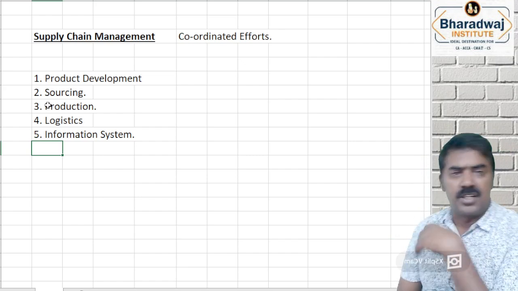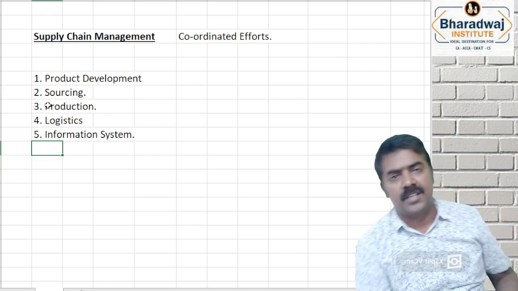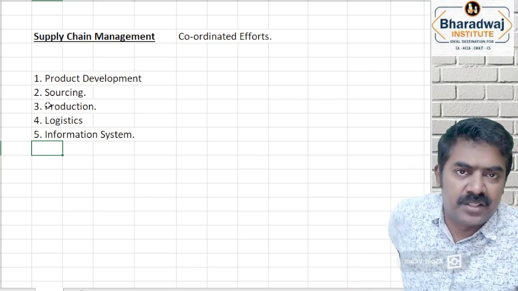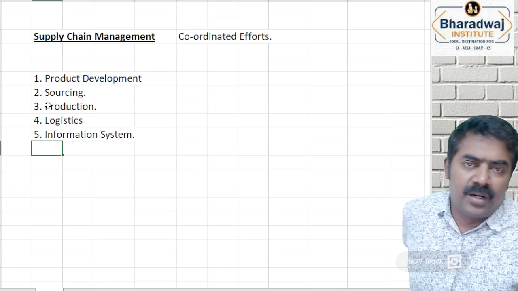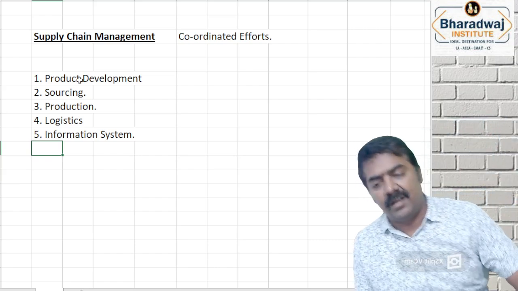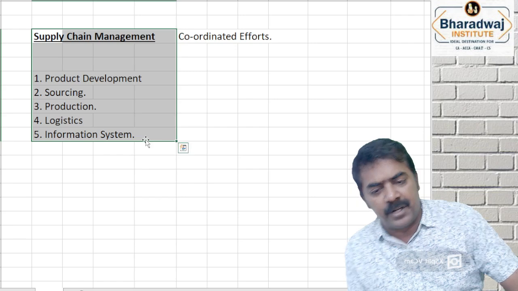So customer satisfaction end to end, from raw material to production to storage to selling point to stock management to customer satisfaction. Okay, so demand forecasting, like that. Information system should be strengthened. When all these are strengthened, you are good in supply chain management.